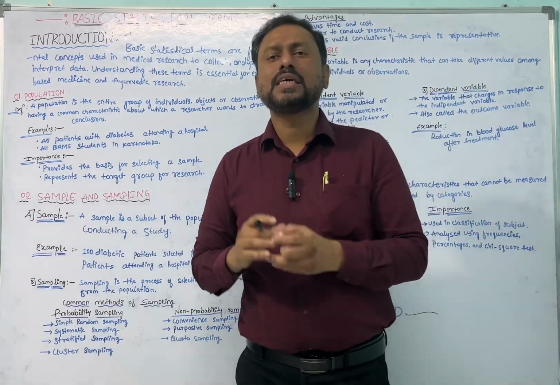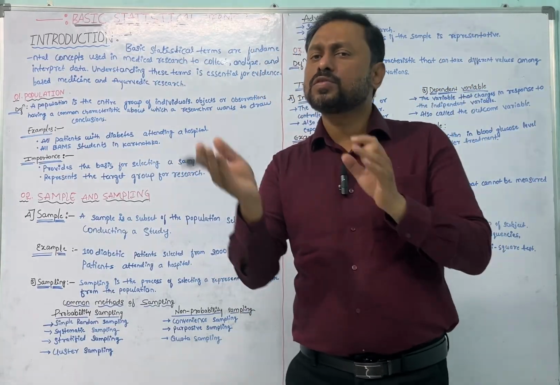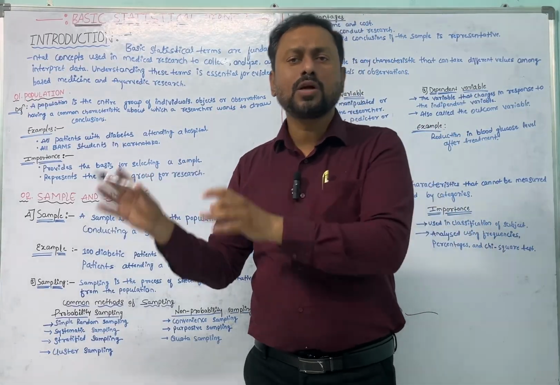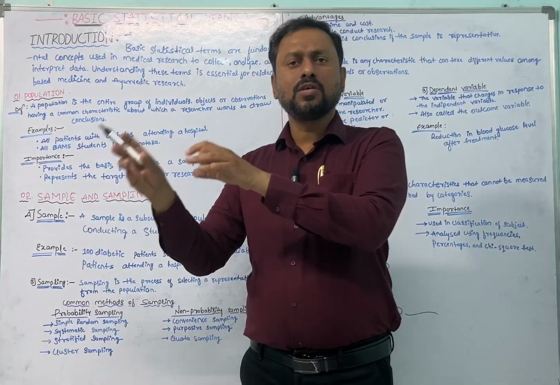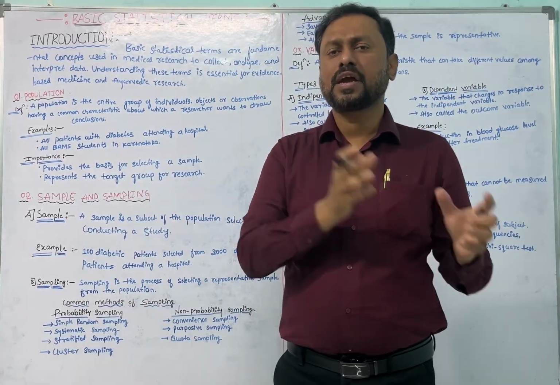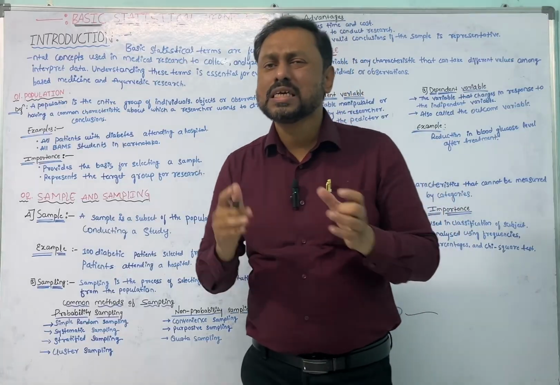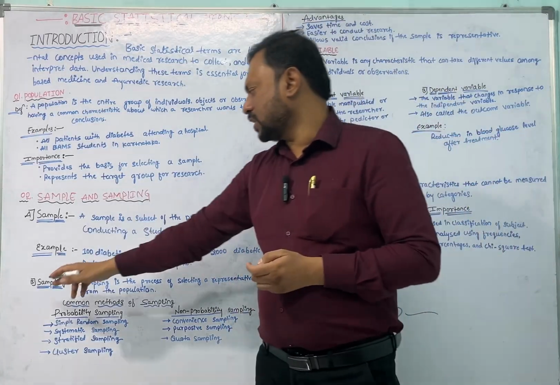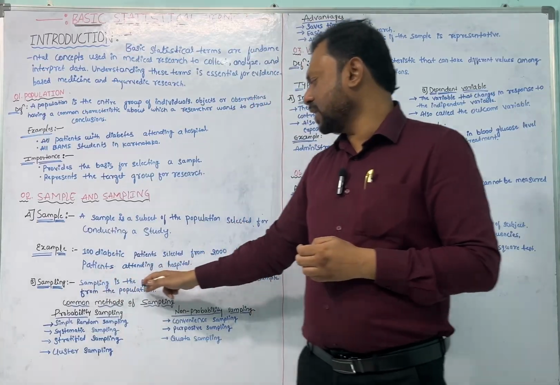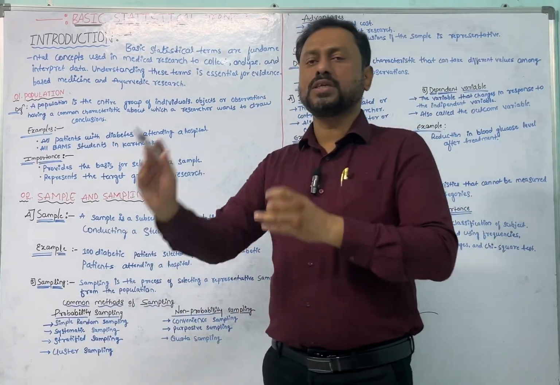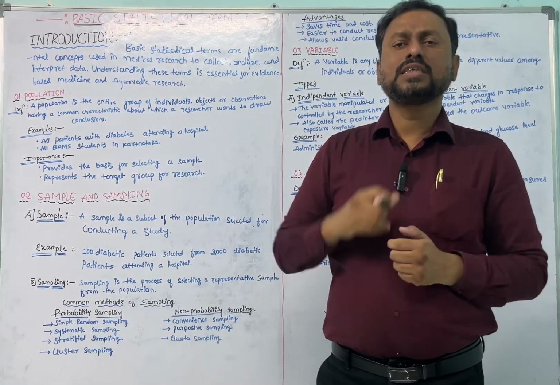The next term is sampling. It means through which method you are collecting the samples. Among the 2000 diabetes patients, you are selecting 100. Through which method you are selecting, which technique you are using, that is called sampling or sampling technique or methods. Now the second term is sampling. The definition: sampling is the process of selecting a representative sample from the population. In that, you are selecting the samples.